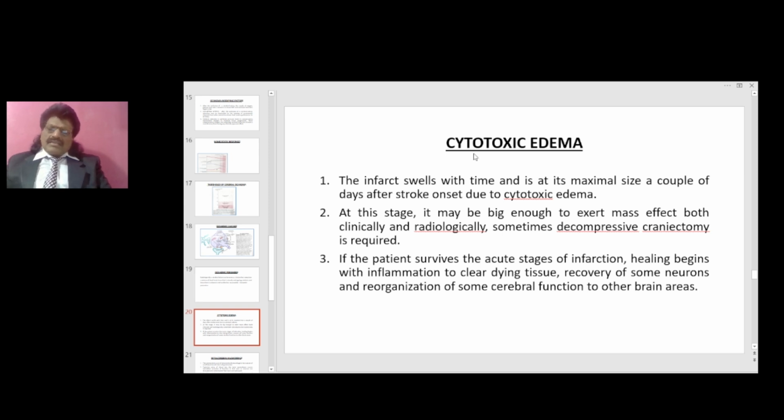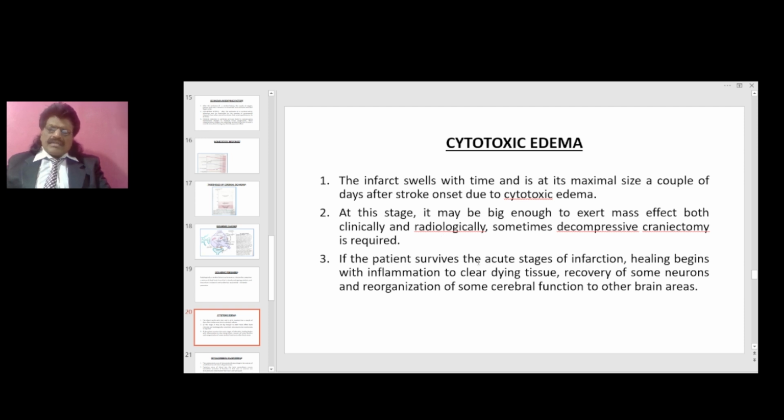Once there is ischemia, what happens? There is cytotoxic edema, usually on the 2nd to 5th day. The infarct swells with time and is at its maximal size a couple of days after stroke onset due to cytotoxic edema. On the 2nd day it becomes maximum. At this stage it may be big enough to exert mass effect both clinically and radiologically. So sometimes we need to do decompressive craniectomy so that the edema can be relieved.